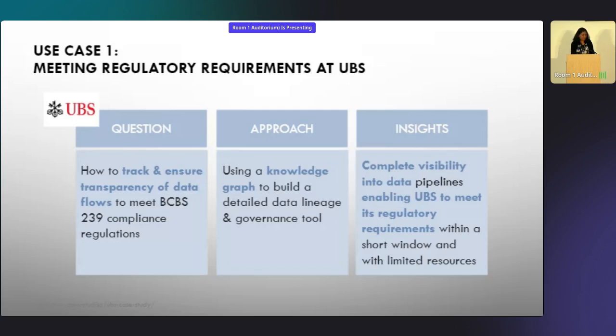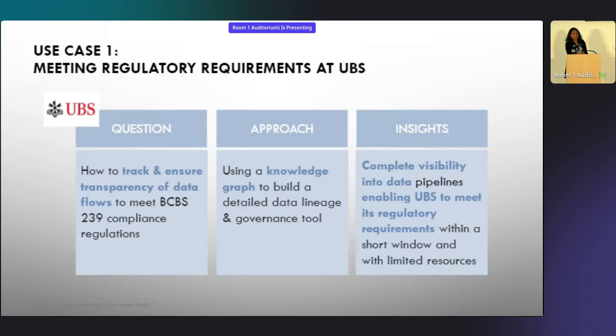The challenge at UBS was that they needed to track and ensure transparency of all the data flows that fed into their risk reporting mechanisms, so that they could be in compliance with the BCBS 239 regulations. Those are part of the SOX regulations, and we all know that SOX regulations are very important for the banking or the financial industry, right?